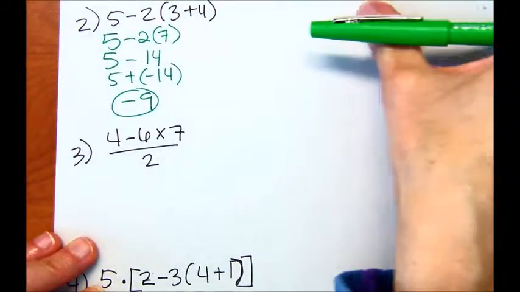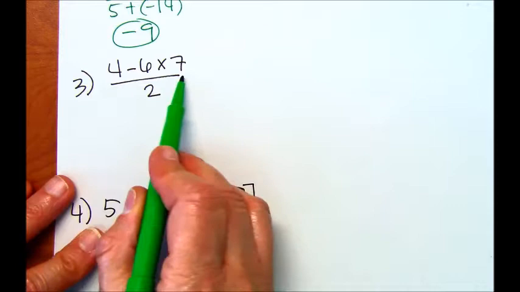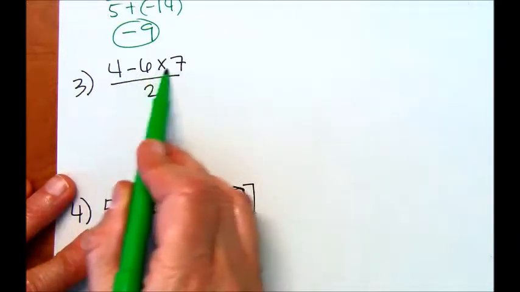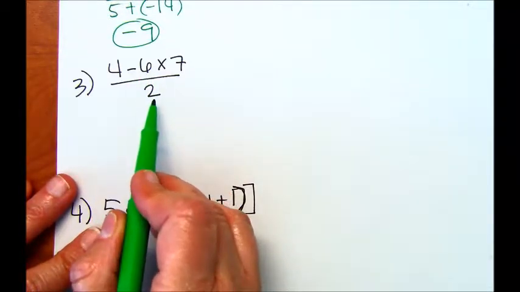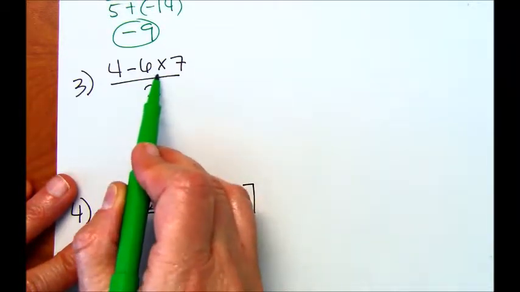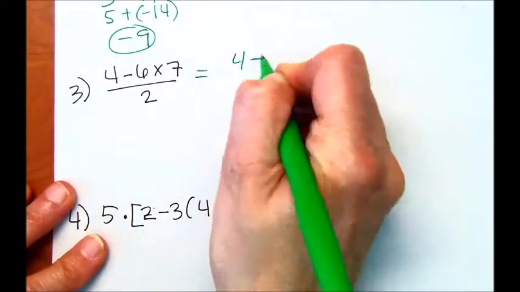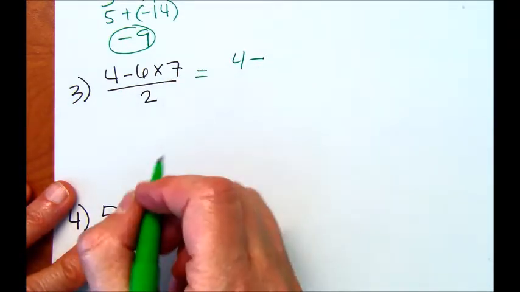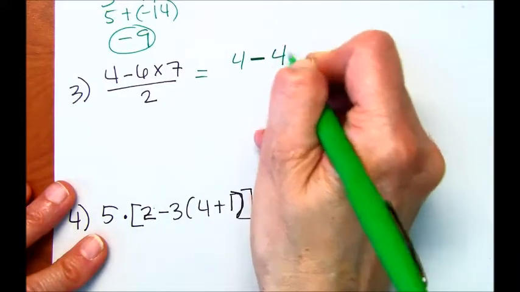The next one looks like a fraction, but really this line indicates division. Before we can divide, however, we have to figure out what's on top, and then once we have one number, we can divide by 2. Again, we're going to multiply before subtracting. So we have 4 minus, so we've got negative 6 times 7, that's negative 42. That's where this negative comes into play.